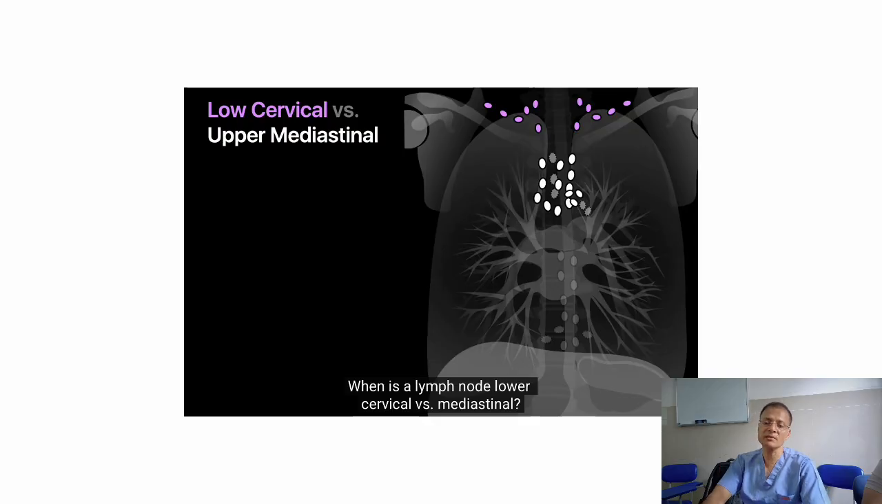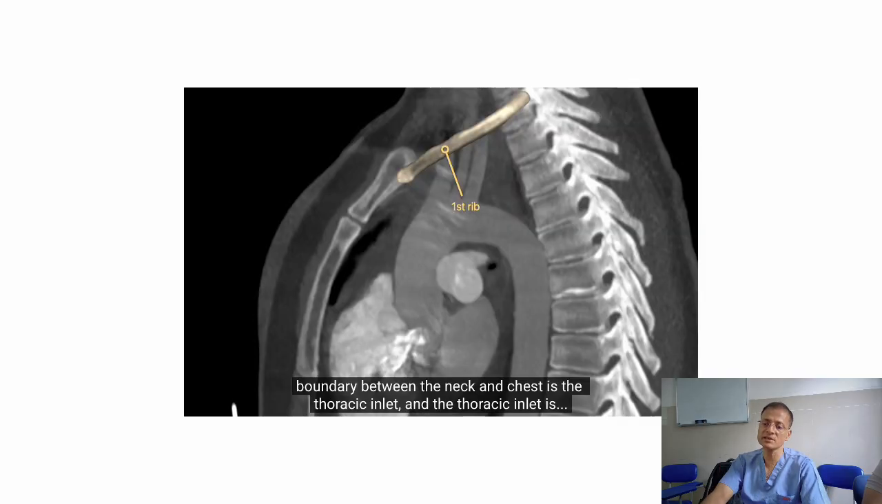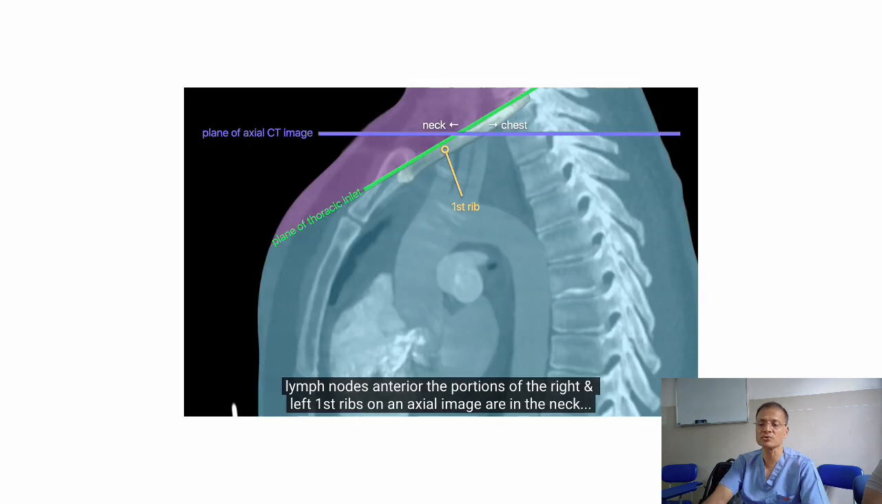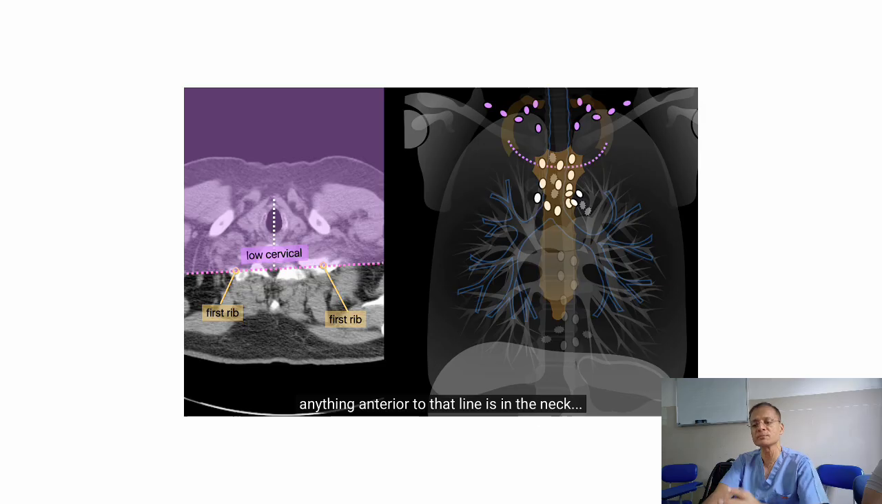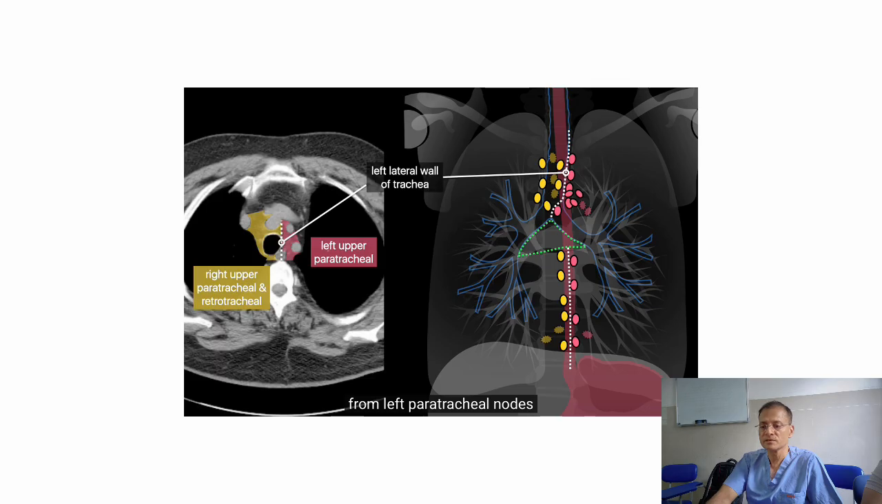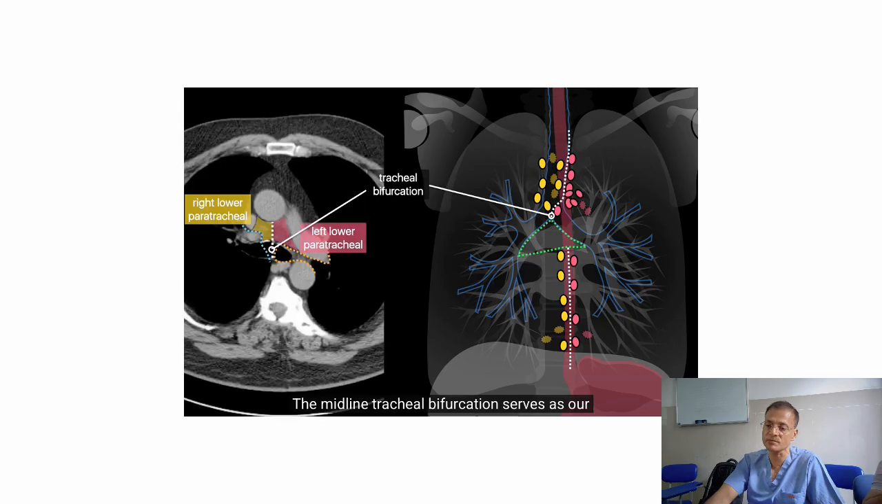Now, lower cervical versus upper mediastinal, I emphasized in the beginning. We check the first rib as a marker. Whatever lies above that is the level 1 lymph node, supraclavicular. Whatever lies beneath that will be the mediastinal lymph node. Same thing, but don't forget to check the left lateral margin border of the trachea, shown in this picture. This one is the subcarinal lymph node, right?